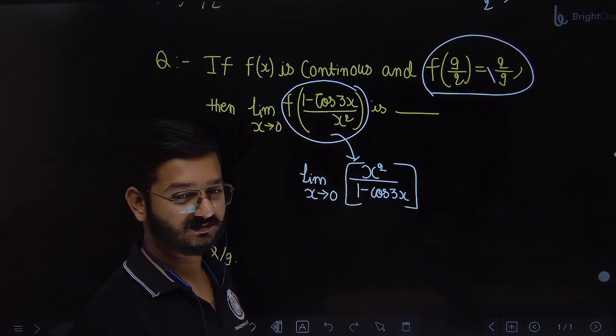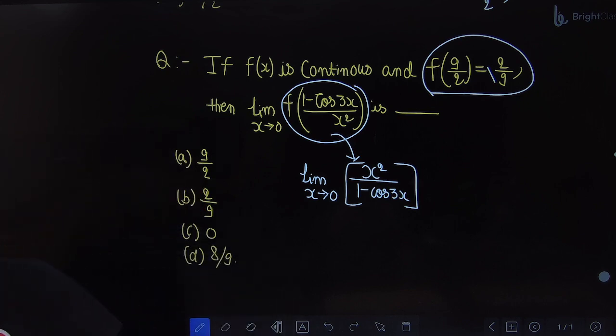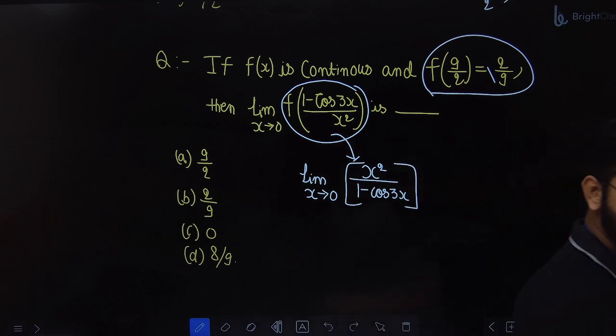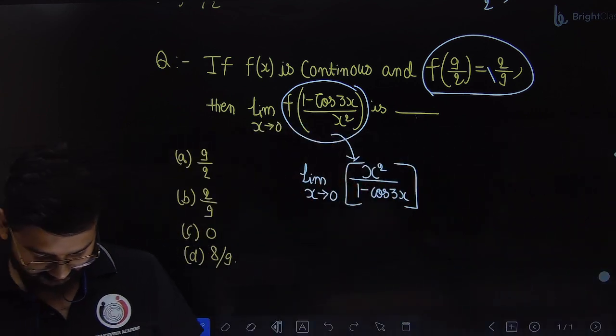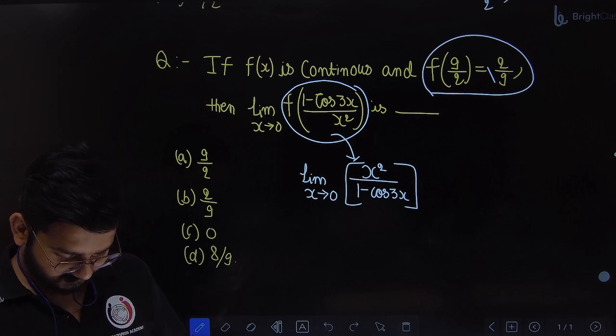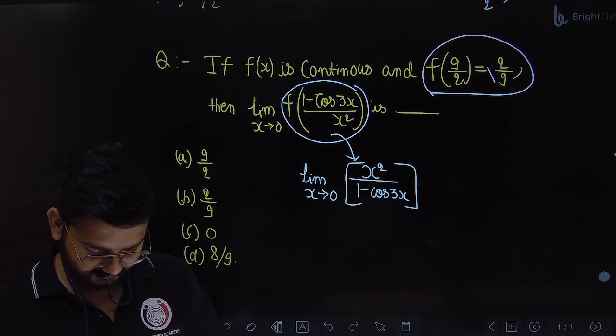Sir, 2 by 9. 2 by 9, okay. Got it. I don't remember the answer, I have to check. Oh, solve it, solve it. Aditya, done? 2 by 9. 2 by 9, get it. Let me check the answer. 2 by 9 is the right answer.